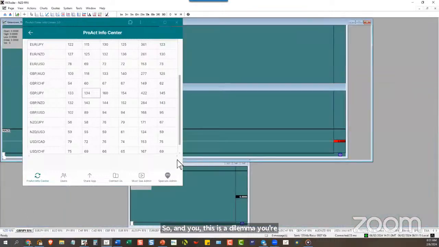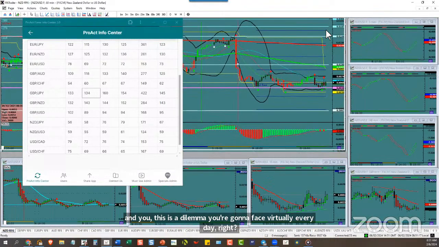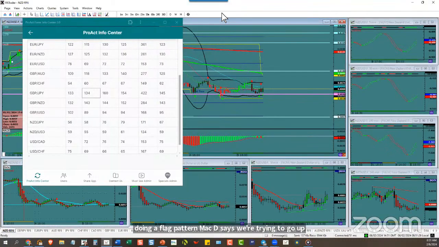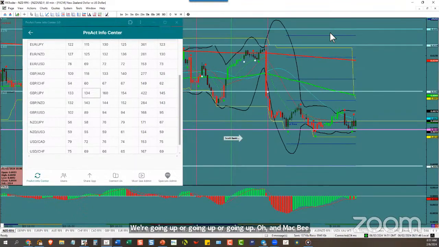All right. New Zealand dollar, and we're doing a flag pattern. MACD says we're trying to go up. We're still below the zero line break, so we're officially a seller. What do the Three Musketeers say? And see, they give us huge clues. You can't get any other way. We're going sideways, and we got pressure pushing us up. We're trying to go up. We're going sideways, but we got pressure pushing up. We're going up. Oh, and MACD says we're trying to go up. Once again, it tells us we're going up.